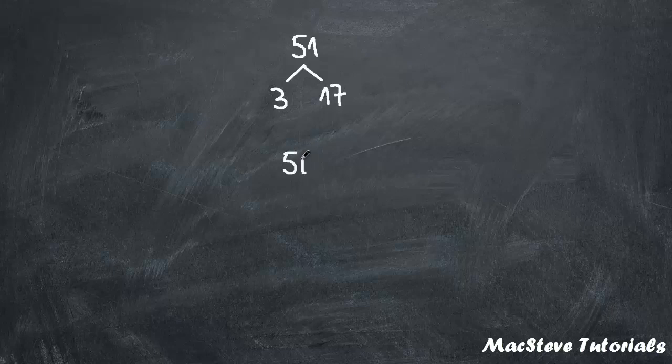Now let's find the prime factors of 51. We can write 51 as 3 times 17. Here prime factors are 3 and 17, and 51 we can write as 3 times 17.